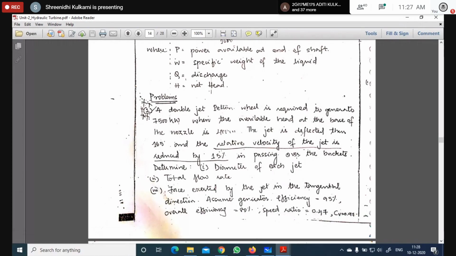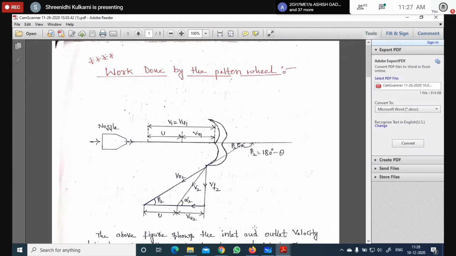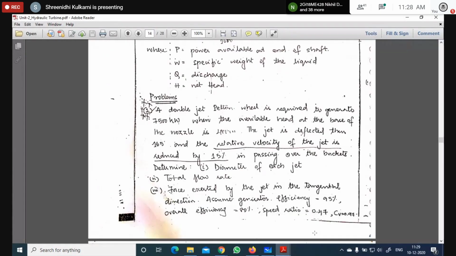So while considering the relative velocity, whatever is in the blades, already there is 15% of the fluid. Initially we are considering it as 100%. In this 100%, already 15% is blocking. So we have to consider even this 15% also in the relative velocity. So that is the statement.